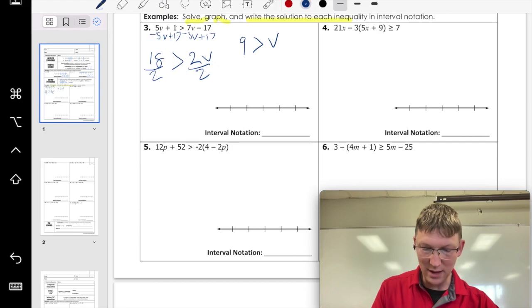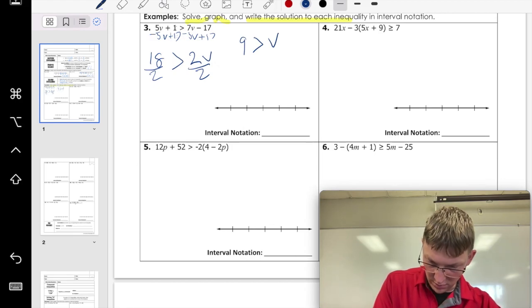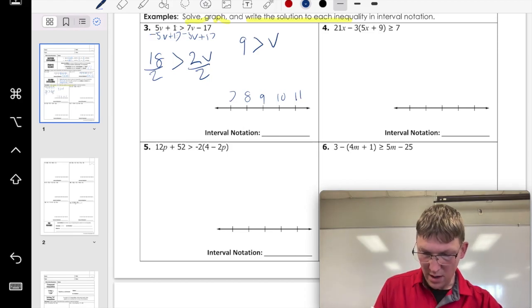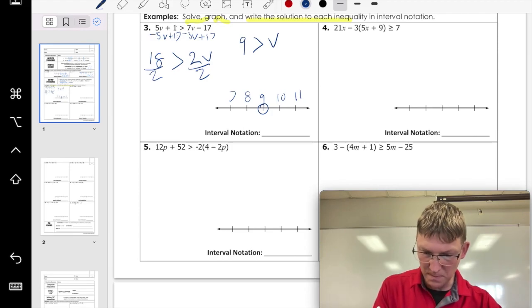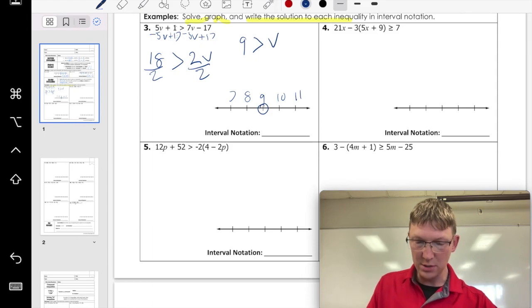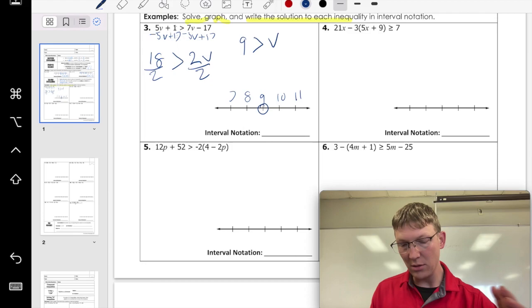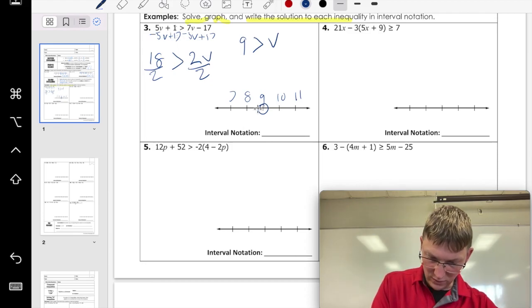So then what that looks like, let's see here, we can just do 9, 10, 11, 8, 7. So we're going to put an open circle on 9 because it doesn't include 9. And 9 is greater than V. Oh, I told you wrong. So all of our solutions are numbers that are less than 9. So that means that it's going to go this way.